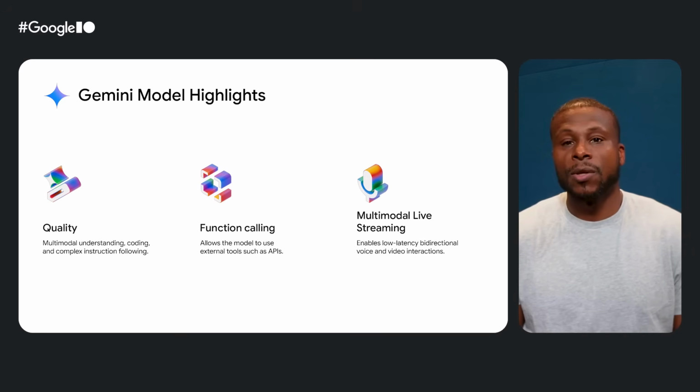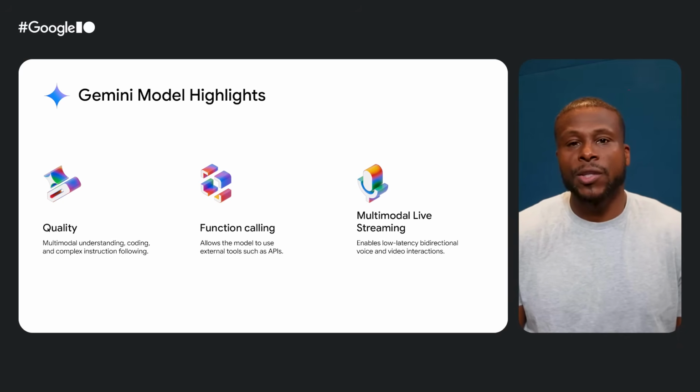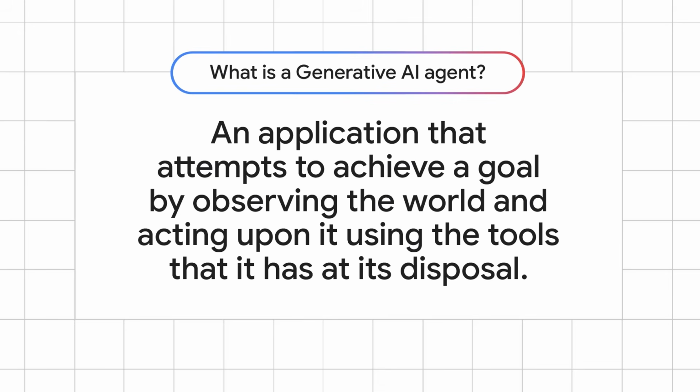Gemini is Google's multimodal AI model. Gemini 2.0 and 2.5 are Google's latest LLMs. It improves on Gemini 1.5's overall quality, has function calling, and supports multimodal live, which lets users have low latency, bidirectional voice and video interactions with Gemini. We've already seen a lot of examples and code on how to generate content with language models. So let's shift our focus towards Gen AI agents.